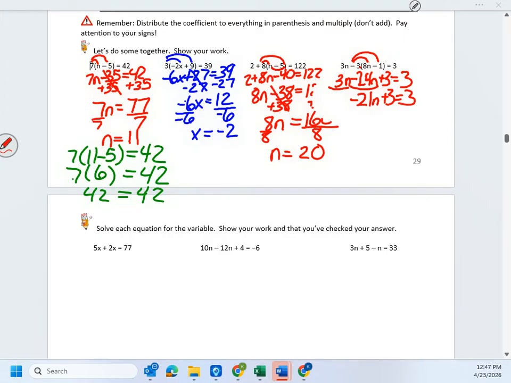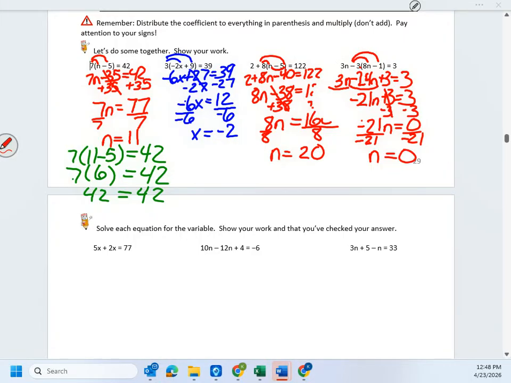Next step. So 3 minus 3 is 0, so I have my negative 21n equals 3 minus 3 is 0. What do I do next? Divide both sides by negative 21. Negative 21 divided by negative 21 is 1. 0 divided by negative 21 is what?